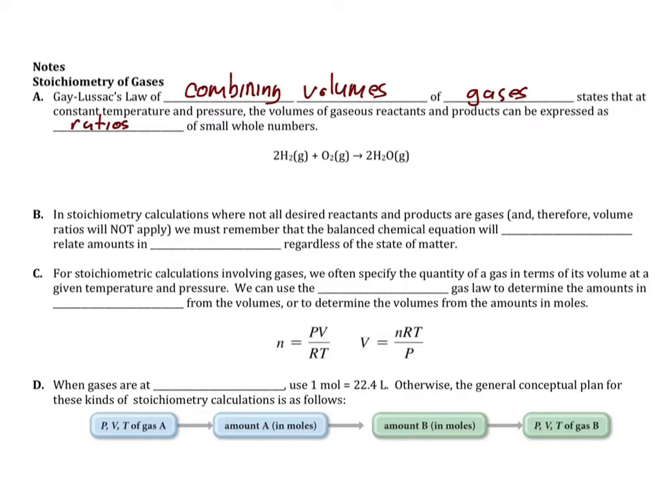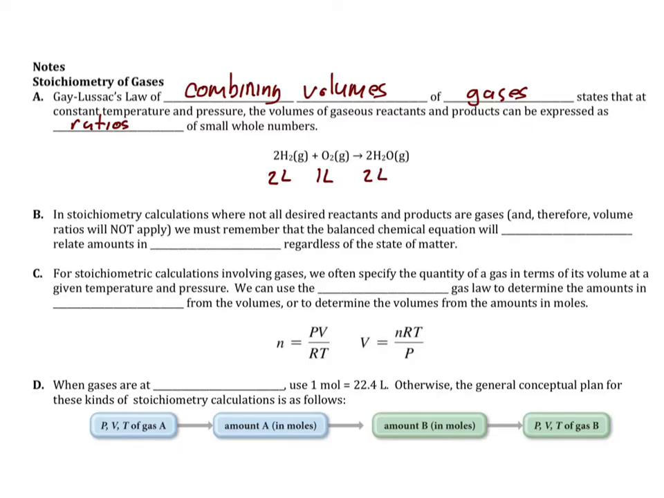And so what that means is, for example, in this chemical reaction here, notice first how they're all gases. That's very important. So if we're talking about two different things here, they both need to be gases for this to apply. But essentially what that means is 2 liters of this will react with 1 liter of this to produce 2 liters of this.